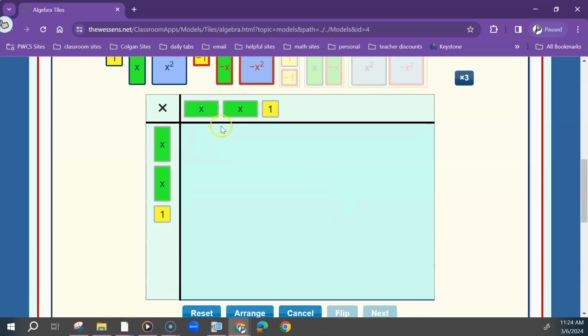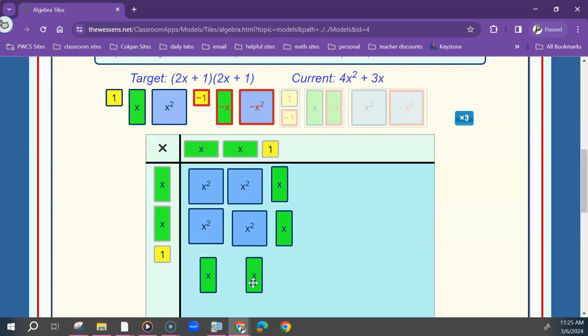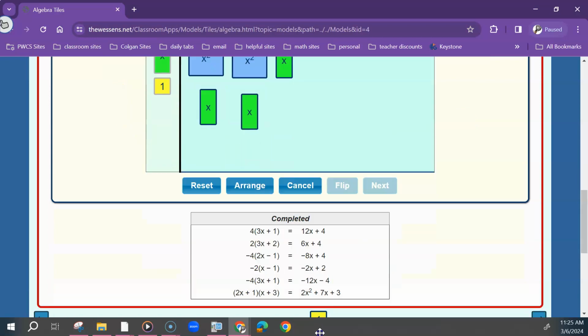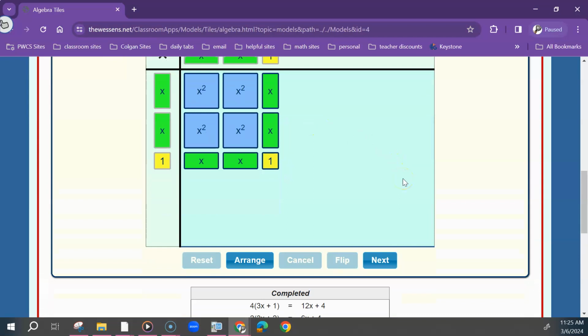Okay, so we have x times x, which would give us x squared. And then x times 1 gives x. And that would be the same thing here. I'm going to just leave those. And then 1 times 1 would just give us 1. How would we read that? 4x squared plus 4x plus 1.